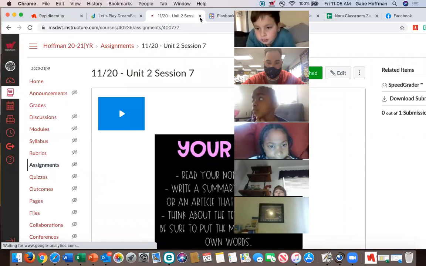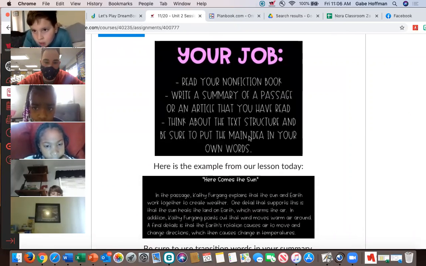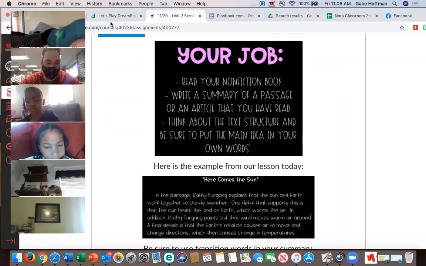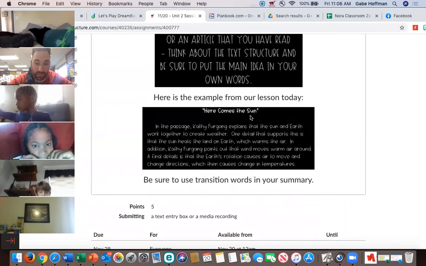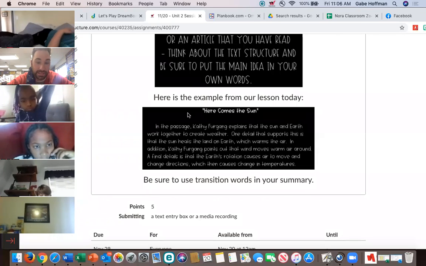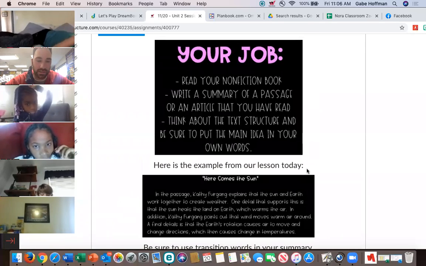And it's got an example of it, okay? It says, read your nonfiction book, write a summary of a passage or an article, and then think about the text structure and be sure to put the main idea in your own words. Below it has an example. So if you go to turn it in, it's the one from our lesson, and yours does not look like this if it is one sentence. It is not done the way it needs to be done. It needs to be more than one sentence. It needs to be like this, a little paragraph. You're summarizing a whole section, not just one sentence.